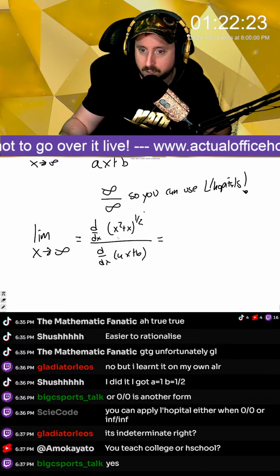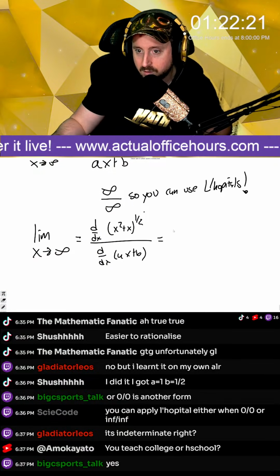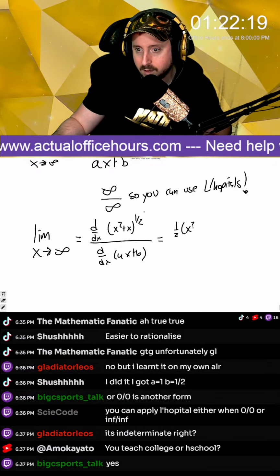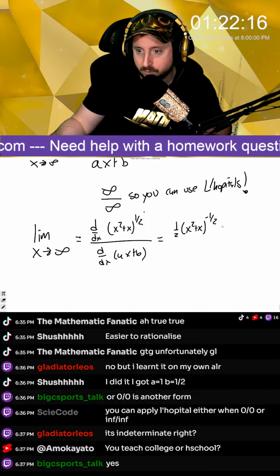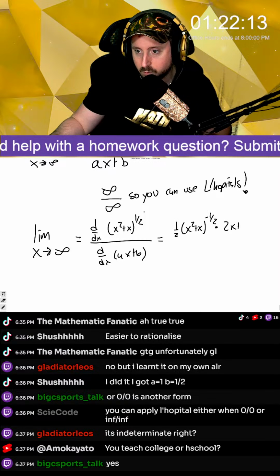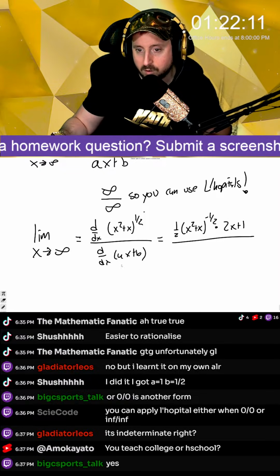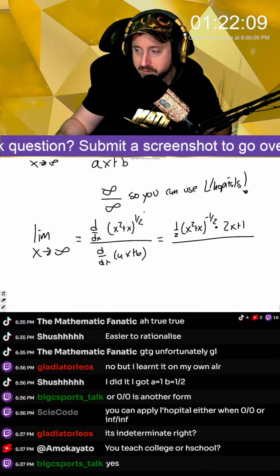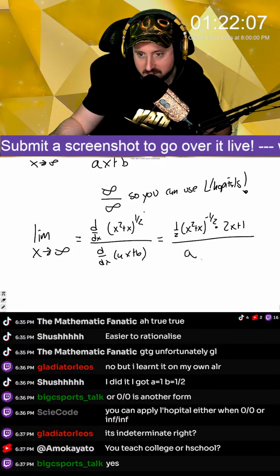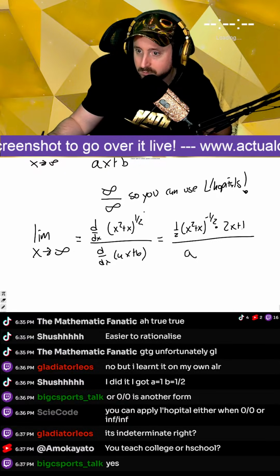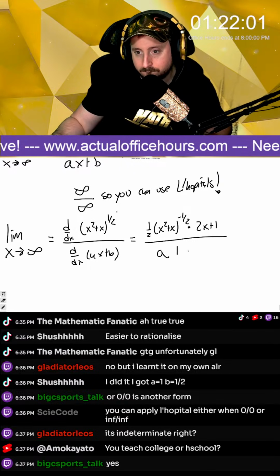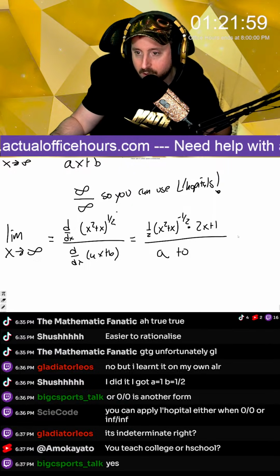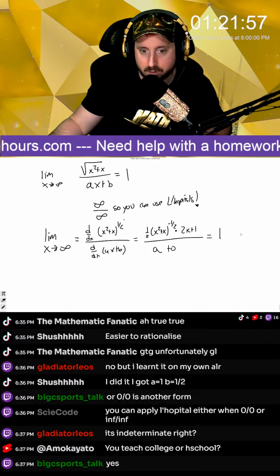This is a chain rule, right? So I pretend this doesn't exist. And that gets me 1/2 x squared plus x to the negative 1/2, and then times the derivative of what's inside, and that's going to be 2x plus 1. And then this is all over this, where the derivative of ax is just a, and the derivative of b is 0. So this is like plus 0. And this all has to equal 1 still, right?